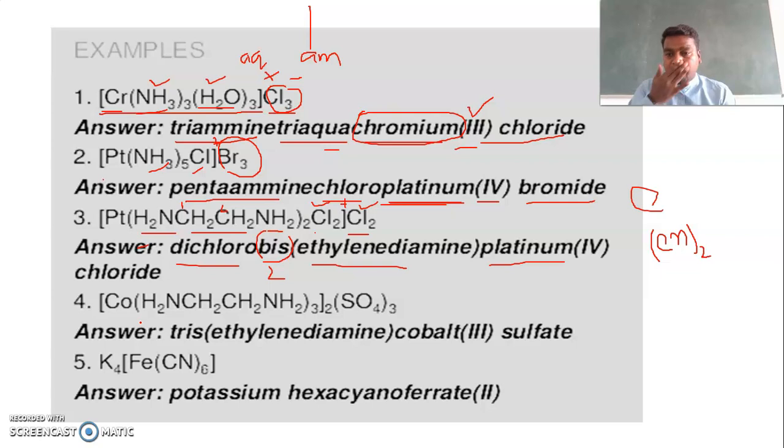And similarly this one. Here also ethane 1,2 diamine is present. There are 3, that's why tris. And this is a counter ion. Just observe the complex: tris ethylene diamine cobalt 3 sulfate. So similarly, dear students, you take other examples, and if you solve more examples, you can easily understand the naming.